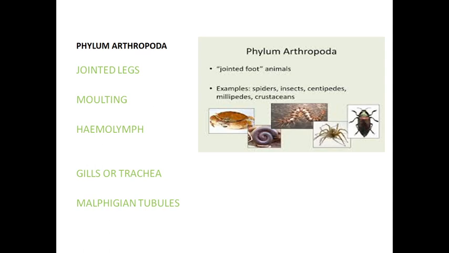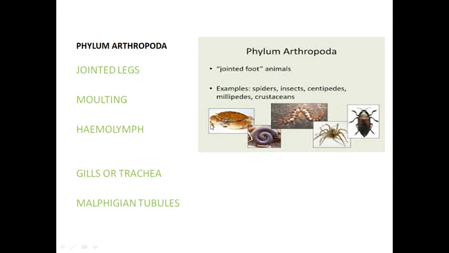It is also bilaterally symmetrical and triploblastic. Triploblastic means what? Three layers: ectoderm, mesoderm, and endoderm are present. And they are coelomate animals. Coelomate means what? A coelom is present in the mesoderm. So they are called coelomate animals, and each segment bears jointed legs and exoskeleton.